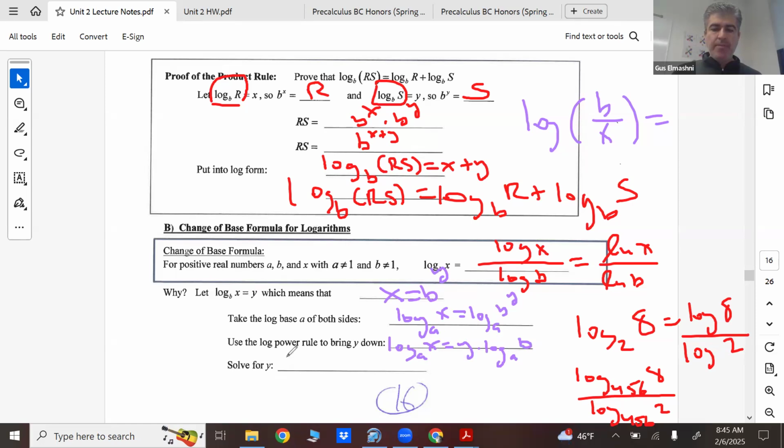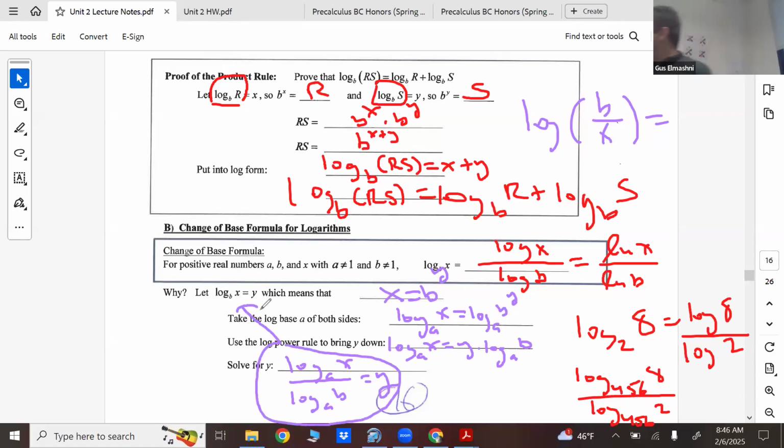And so what does y equal? Log base a of x over log base a of b. So essentially what I've done is I've taken this log expression and come up with a new base a: log base a of this and log base a of that will equal the same thing.